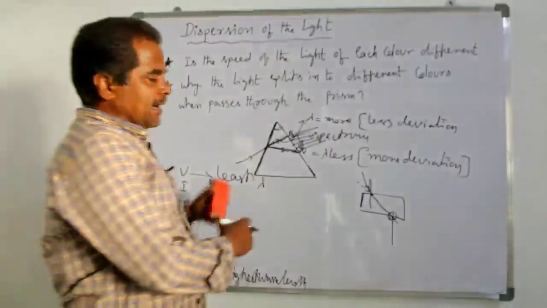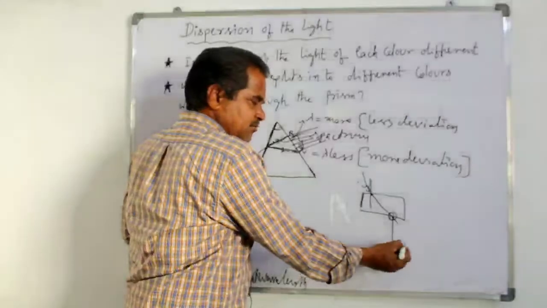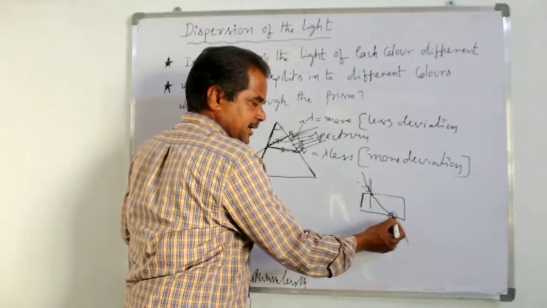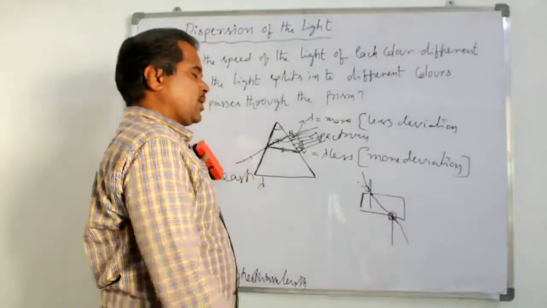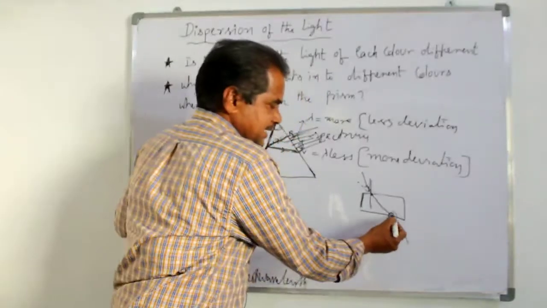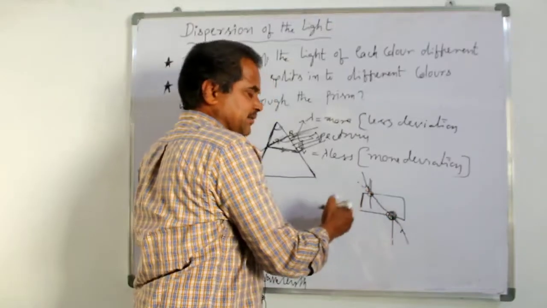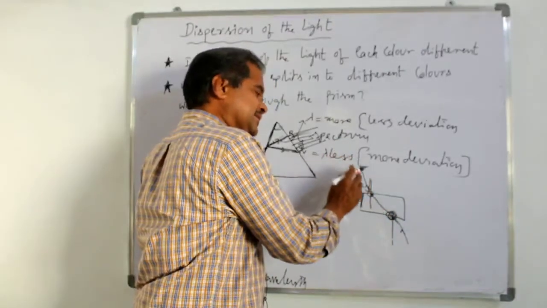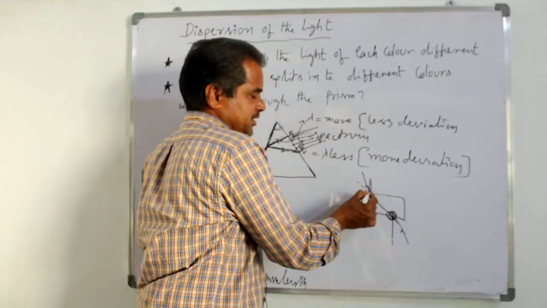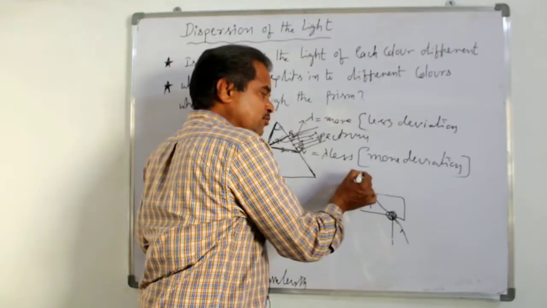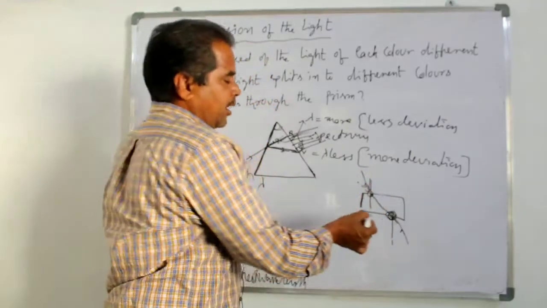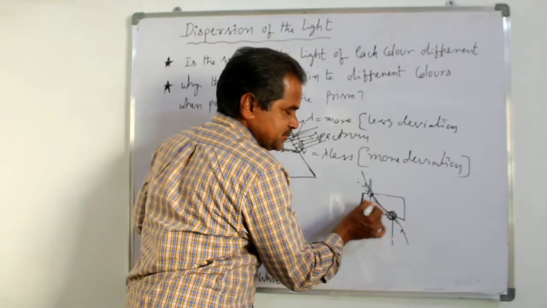But in the glass slab, any white colored ray incident on one surface of the glass slab gets a first refraction and reaches the second surface. Again it gets one more refraction and only one light ray is emitted. After the first refraction, it splits into seven colors.